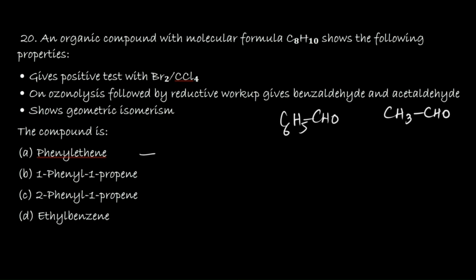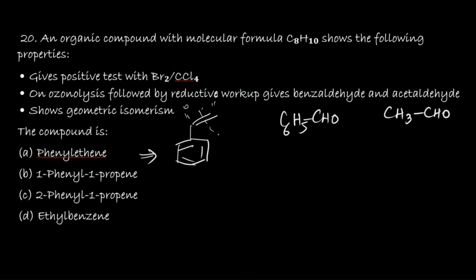Fine. So the first compound, that is phenylethene, which will look like this. On ozonolysis, that will not give you acetaldehyde, it will give you formic acid, because ozonolysis means breaking the double bond and putting double bond O on each side. It will give you formic acid, not acetaldehyde.